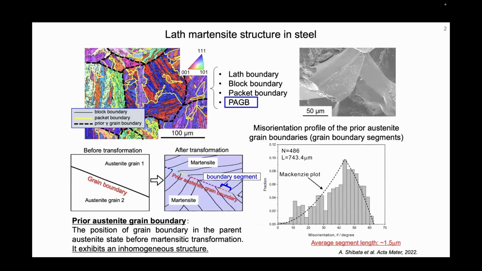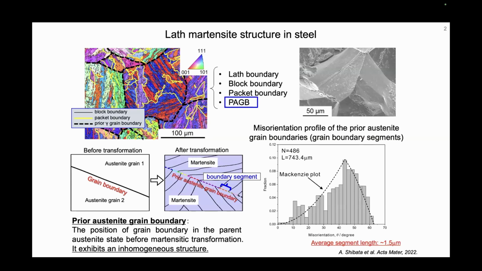In martensitic steel, there are several types of high-angle boundaries, such as the block boundary and packet boundaries, in addition to prior austenite grain boundaries. But hydrogen-related intergranular fracture mainly occurs at the prior austenite grain boundaries. So here I briefly explain what a prior austenite grain boundary is.